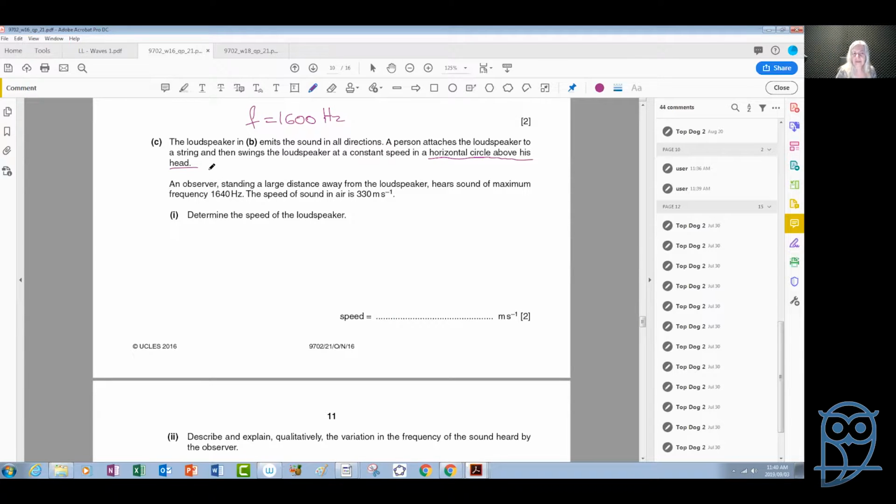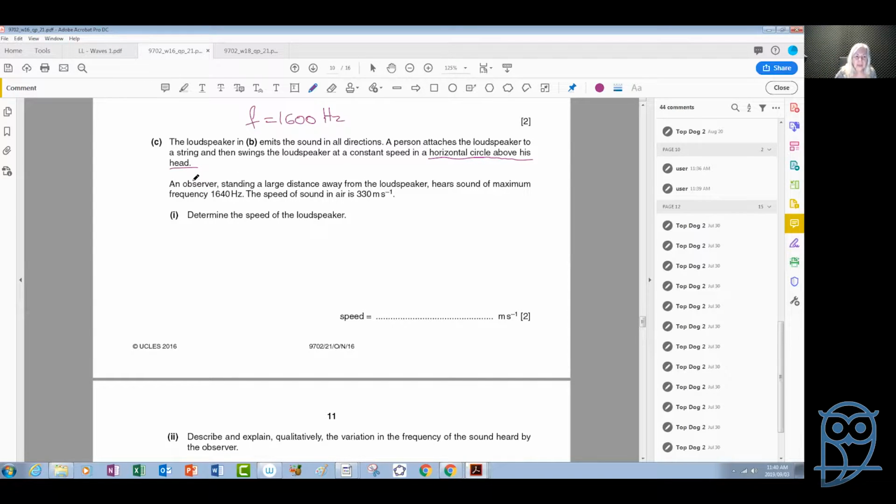The result of this is we're going to hear a Doppler effect phenomenon, because as the string rotates with a loudspeaker at its end, sometimes the loudspeaker comes closer to us as it turns, sometimes it moves away from us. So we're going to hear a high pitch, low pitch, high pitch, low pitch sound as the loudspeaker rotates in a horizontal circle and comes closer and further away from us.